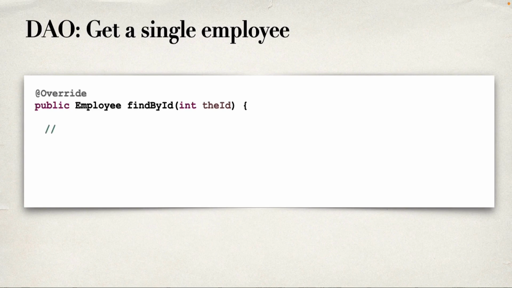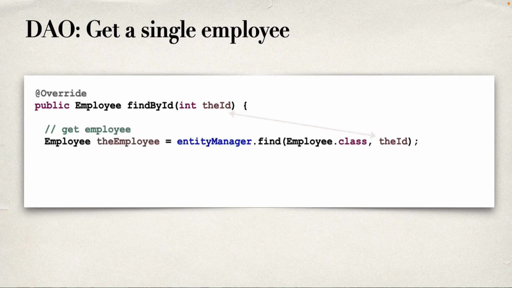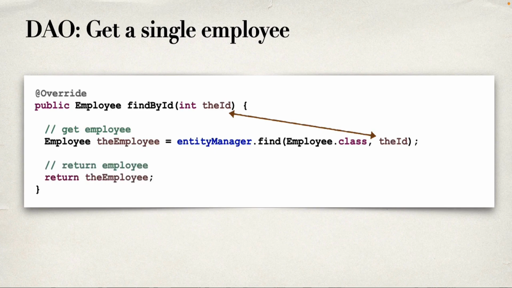So we'll have this method here, findById, pass in the integer ID. We make use of entityManager.find and we give that ID. This will return the employee, and then we simply return this given employee from our method.